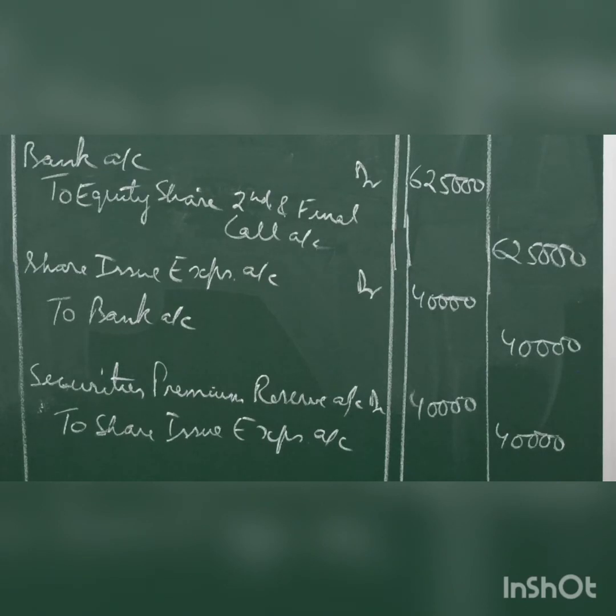to bank account, being expenses incurred on issue of shares. We have received excess money on account of premium, so it will be written off against securities premium reserve account, otherwise from statement of P&L. The entry will be securities premium reserve account debit to share issue expense account, being share issue expenses transferred or written off to securities premium reserve account.